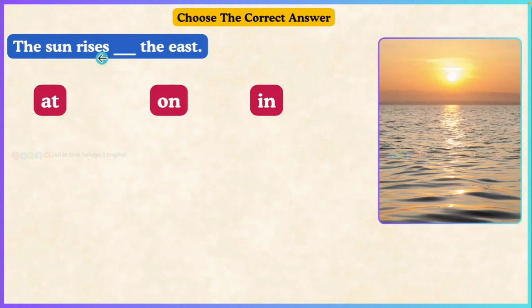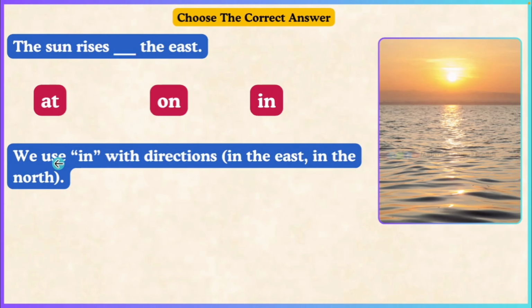The sun rises at the east. The sun rises on the east. The sun rises in the east. We use in with directions like in the east, in the north. The sun rises in the east.